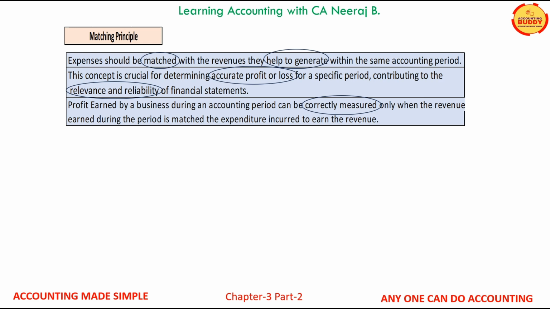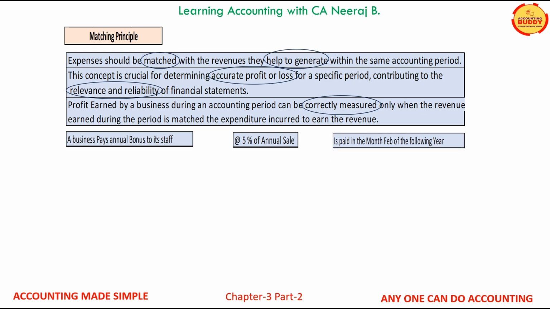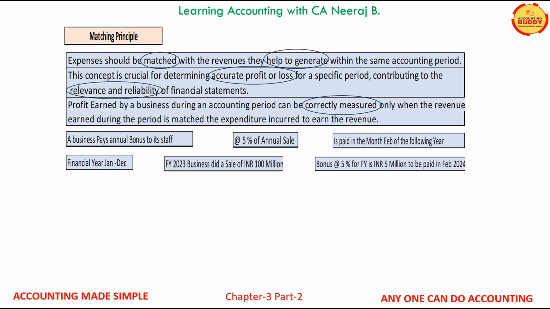Let us understand this principle with an example. A business pays annual bonus to its staff, say at the rate of 5% of annual sales, and the bonus is paid in the month of February of the following year. Now, if the accounting year is Jan to December and the sales for financial year 23 is INR 100 million, the total bonus payable at the rate of 5% for the financial year 23 will be INR 5 million, and this will be paid in the month of February 24.